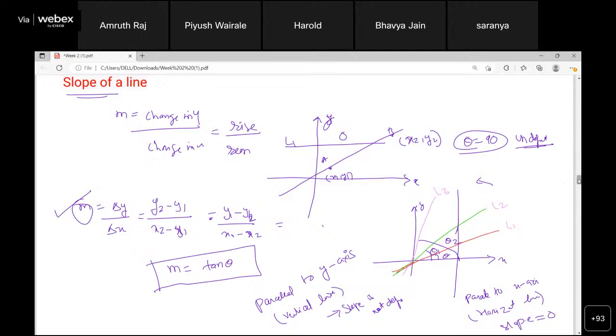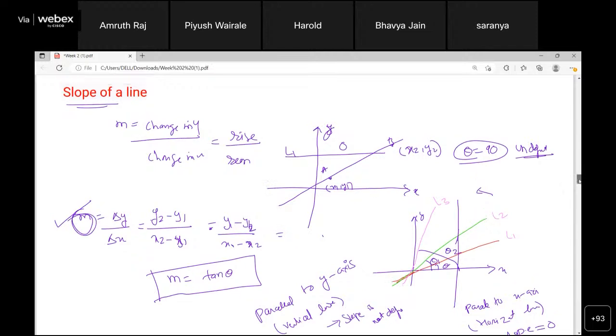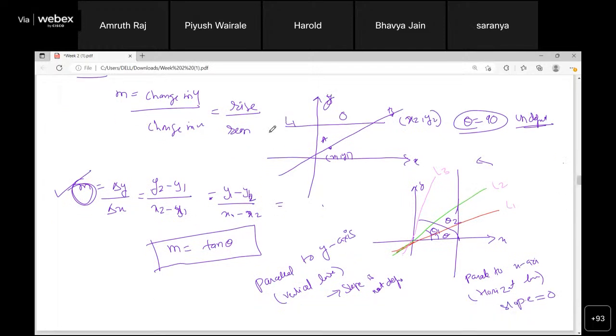Sometimes in the question you will be asked to find the equation of a line which is horizontal to the x-axis and passing through a particular point. You can simply assume that m is 0, right? So in this case, the equation will be y equals this coordinate, say b, and in the other case the equation will be x equals a, right?